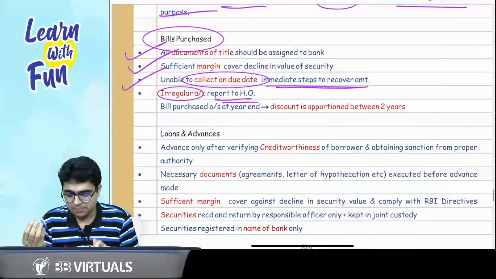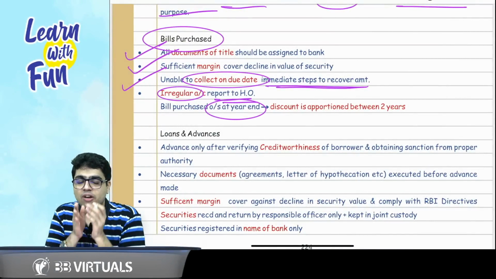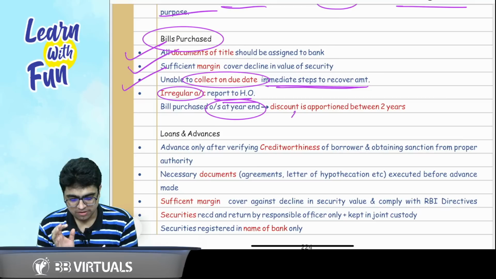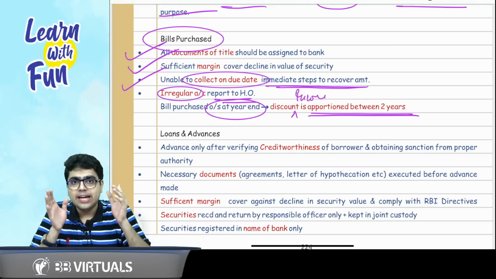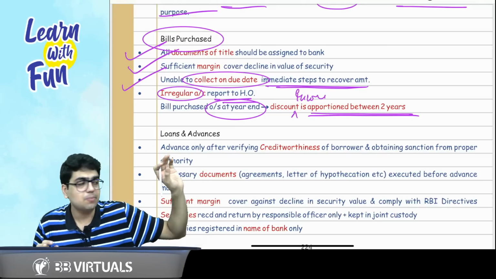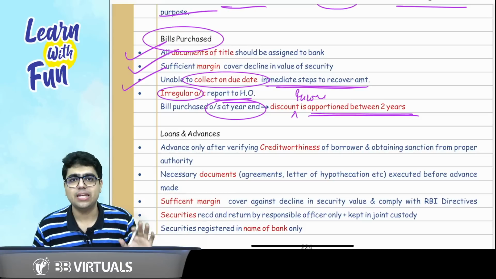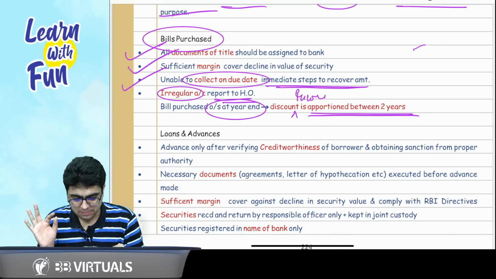And if the bills purchased are outstanding at the year end, then whatever be the discount income, it is apportioned between the 2 years. Some portion will go to the current year and some portion will go to the next year, because in the next year actual money will be realized. So that's the basic concept of revenue recognition. I hope bills purchased is clear.